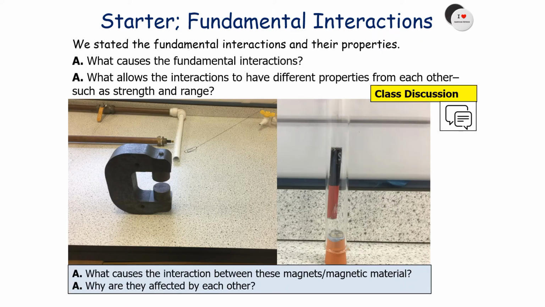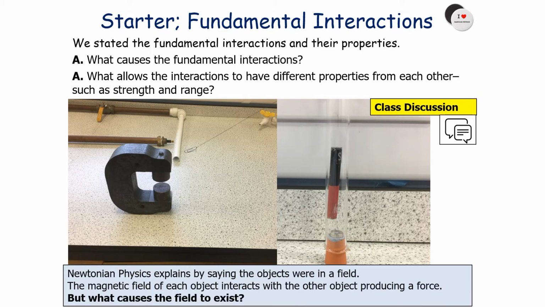So let's think of this in terms of magnets and magnetic materials. What causes the interaction between these magnets and magnetic materials, and why are they affected by each other even though they are not touching each other? Now Newtonian physics explains this concept by saying the objects were in a field. The magnetic field of each object interacts with the other object, producing a force. But what causes the field to exist?